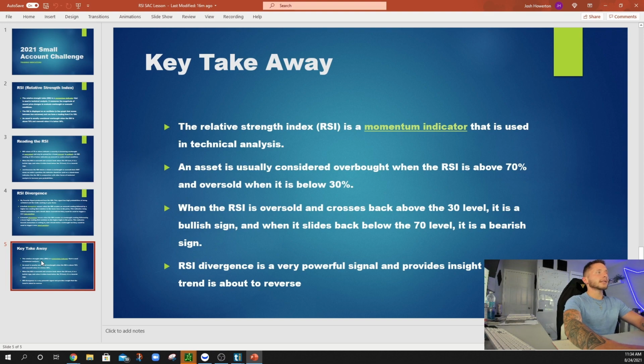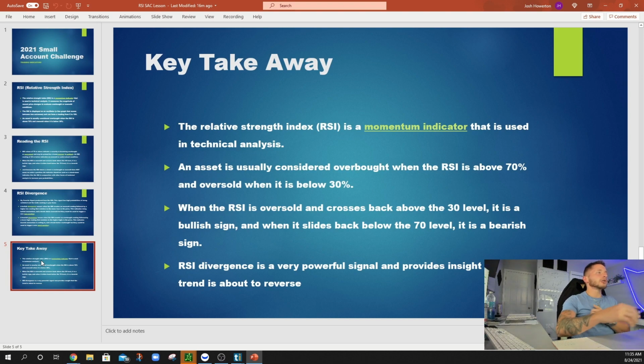Some key takeaways. The relative strength index, or the RSI, is a momentum-based indicator that is used in technical analysis. It is a very popular indicator that a lot of traders use on any time frame: weekly, daily, hourly, 1 minute. That's what validates this indicator. That's how we're able to get an edge by using these indicators, right? Because they're popular. Other traders use them as well.